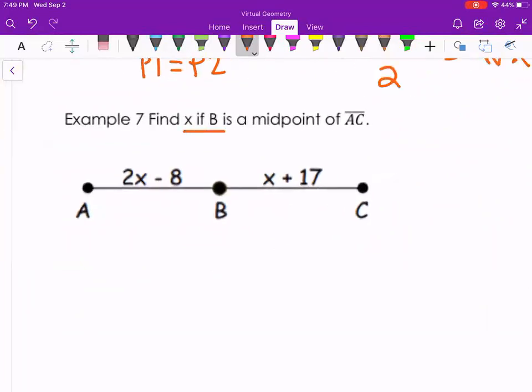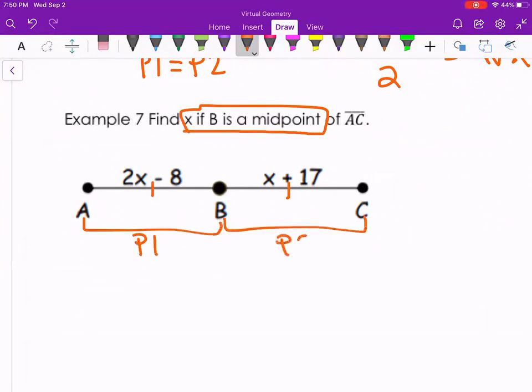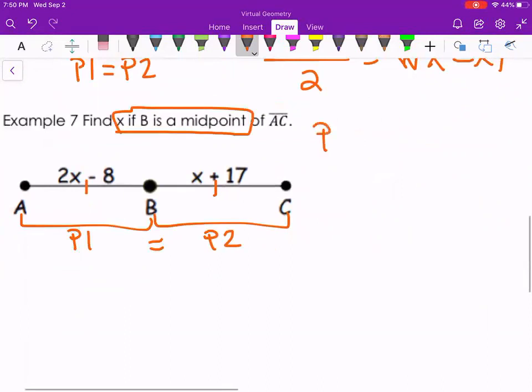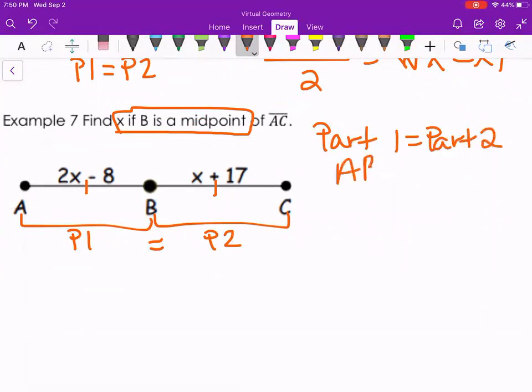Now this time again, find x if B is a midpoint. So again, they're telling us if that's in the middle, part 1 and part 2 should be equal. So let's use that to set this up so we can solve. Part 1 equal to part 2. So part 1 is A to B. Part 2 is B to C. Let's plug these in. AB is 2x minus 8. B to C, x plus 17. Now we have an equation we can solve.